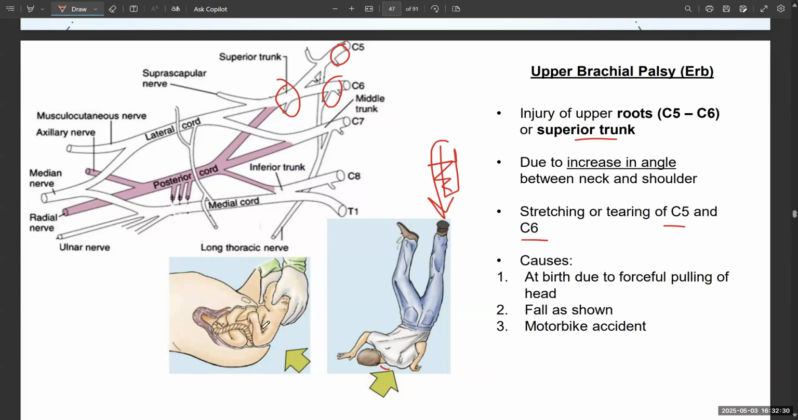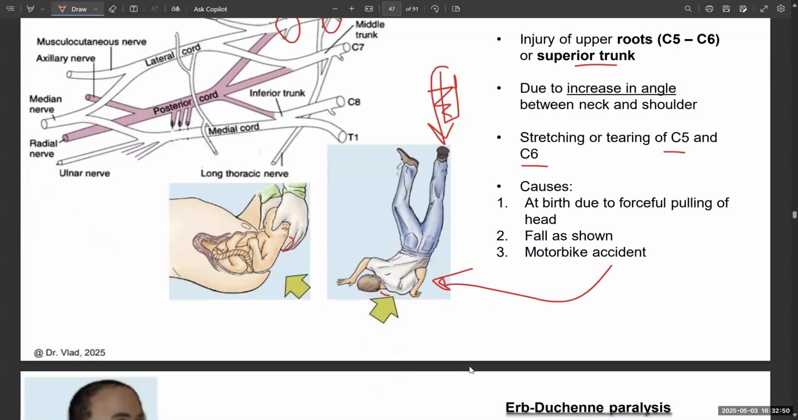Or during birth, if you pull the baby's head out, you're going to increase the angle between the head and the neck. And babies, they're very fragile too. So that is going to cause, again, an upper brachial palsy. Or a motorbike accident that will cause you to fall into the same position as shown will cause the palsy.